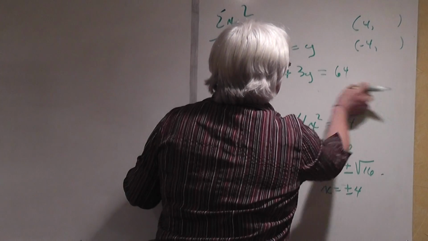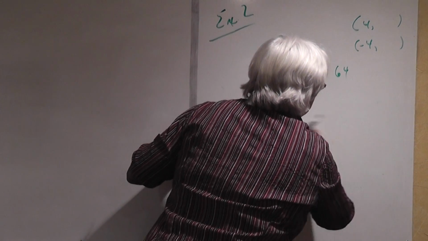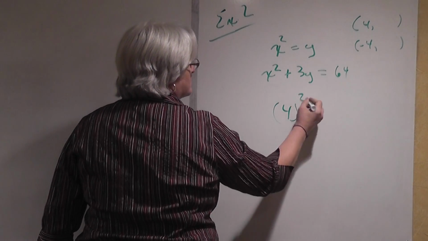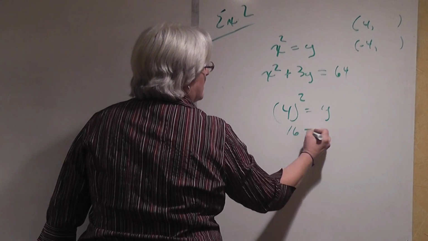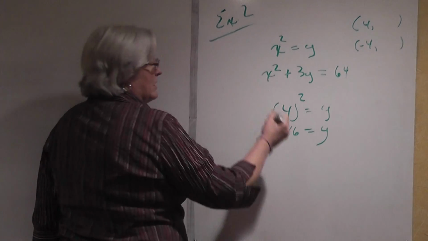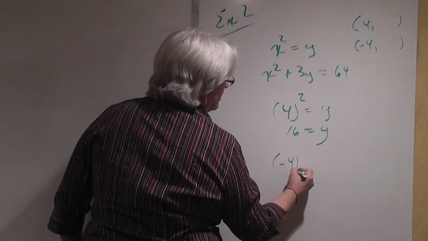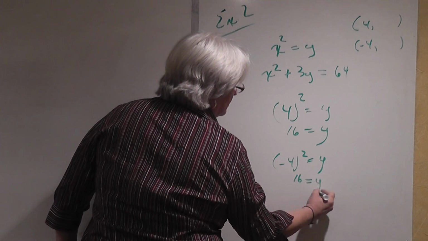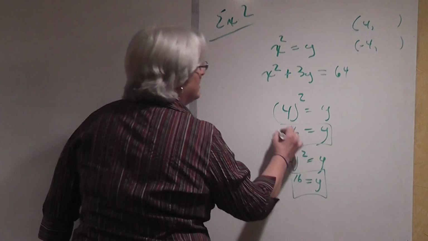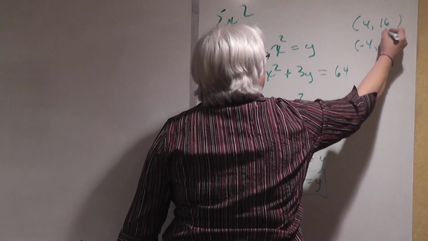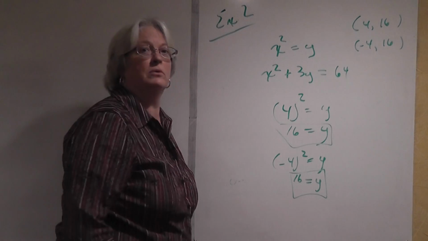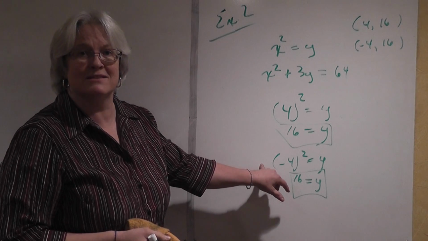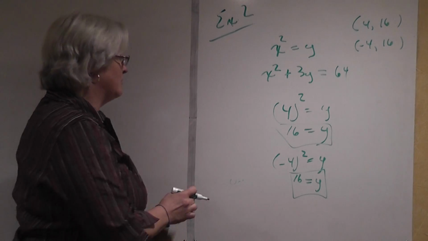Let's go ahead and erase this. What happens if we put a 4 in? 4 squared is equal to y. Y is equal to 16. What happens if we put negative 4 squared in? Well, you have negative 4 times negative 4, which is 16. So your y value is the same. You have two possible ordered pairs. Okay? Let me review this again.